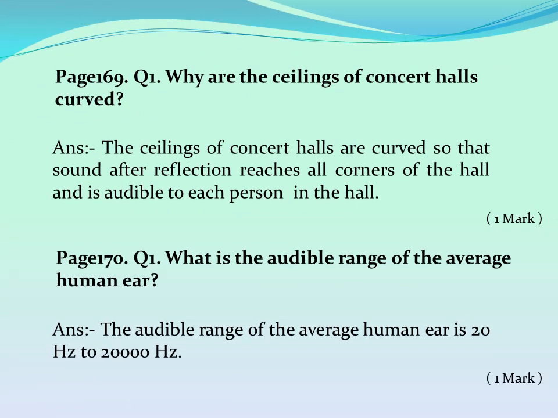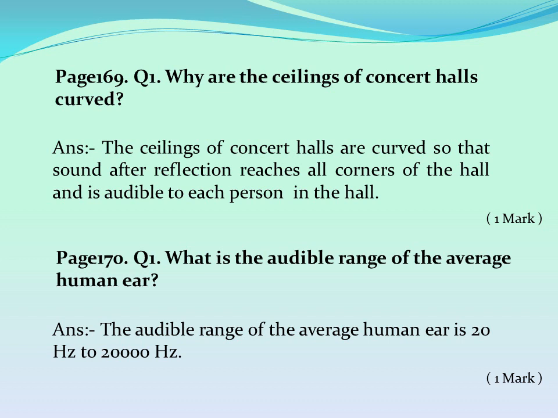Page number 169, question number 1. Why are the ceilings of concert halls curved? Answer. The ceilings of concert halls are curved so that sound after reflection reaches all corners of the hall and is audible to each person in the hall.